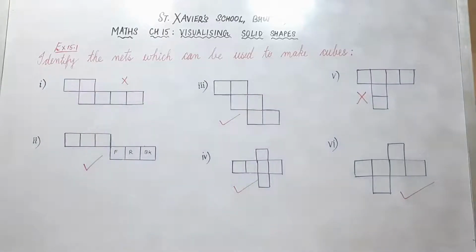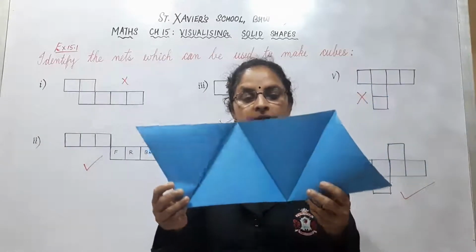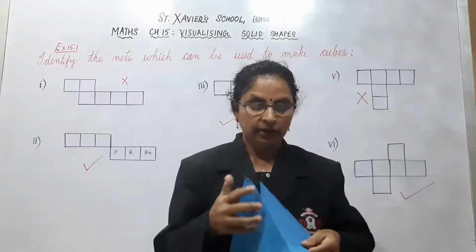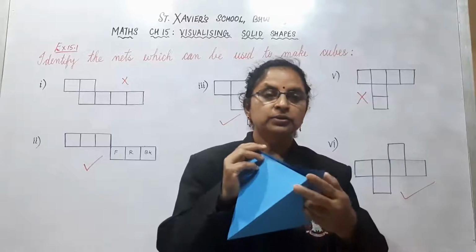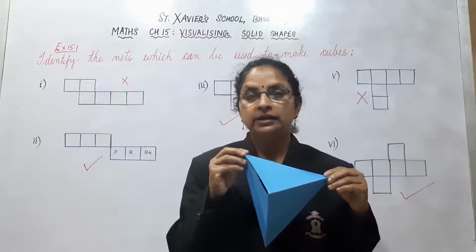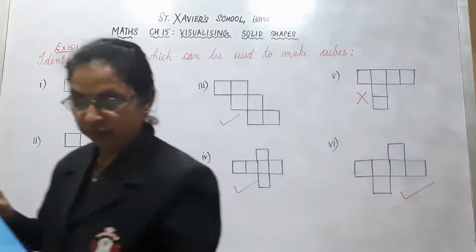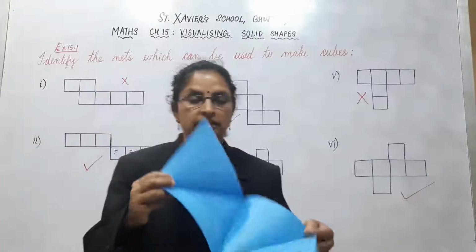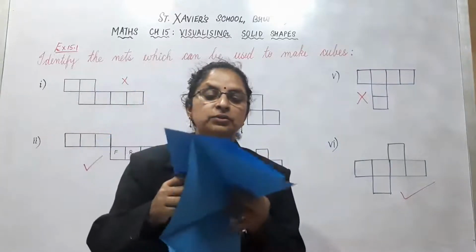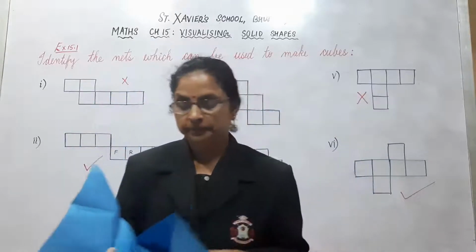And the first figure is this one. When we fold it in this way, we can make a triangular pyramid. So the answer is figure 1 and figure 3 are the right answers. The other 2 are wrong. You mark it in the textbook. First one and third one. These 2 figures are the right nets and the other 2 are wrong.